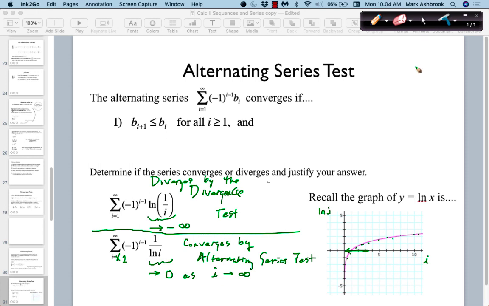So this is kind of the flavor of these problems you're going to start seeing in the next week. They're all going to be mixed together. We're going to have several tests, 5 or 6 tests, and then you're just going to get thrown a series, and you've got to figure out which test applies to determine convergence or not. Can I erase and go on? Any questions?